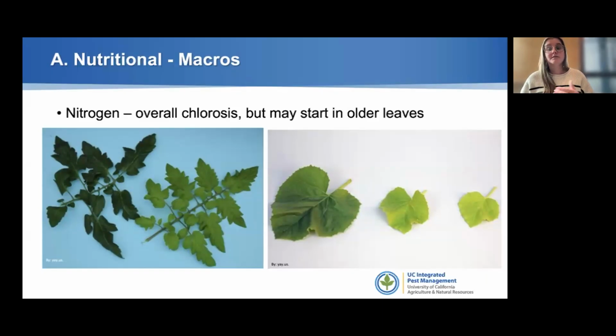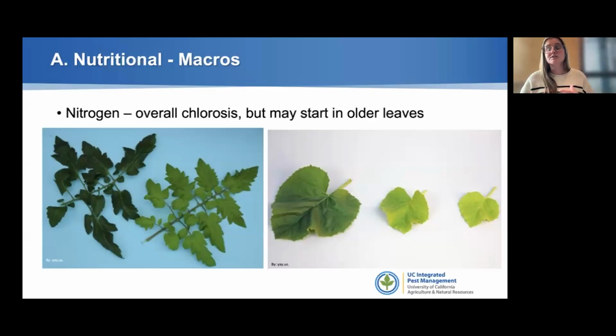Nitrogen deficiency is going to be one of the most common ones, and that's just due to its high mobility in soil, so it can get washed out very easily by irrigation, and high rates of consumption. The plants use nitrogen to grow. When you have a lack of nitrogen, the overall symptoms will be chlorosis that starts generally on lower leaves, but it will progress through the plant.